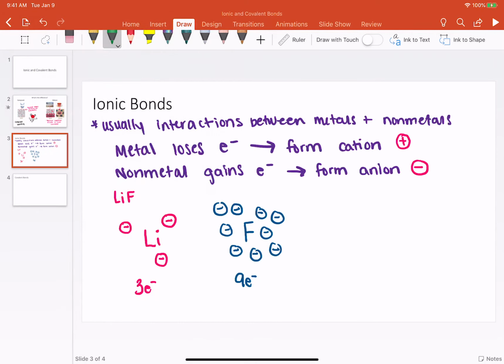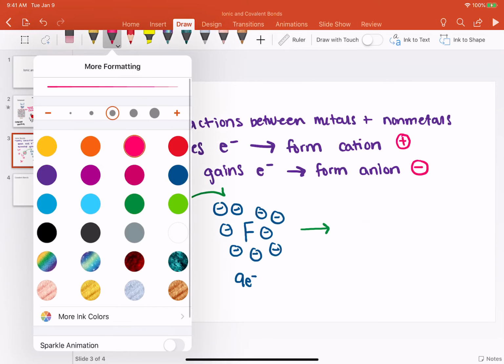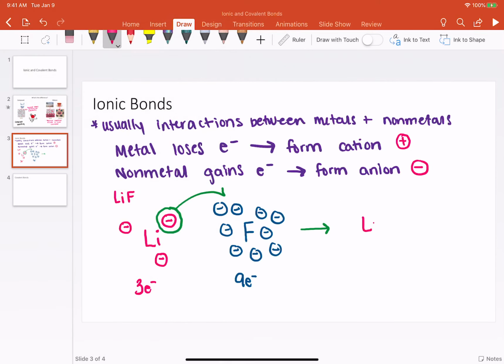So what happens in an ionic bond is that the metal is going to lose one of these electrons, and then the nonmetal is going to gain it. That's going to leave us with lithium having lost one of its electrons, so it still has these two, but it's missing the one that moved to fluorine. So that is going to give lithium a positive charge, which turns it into a cation.